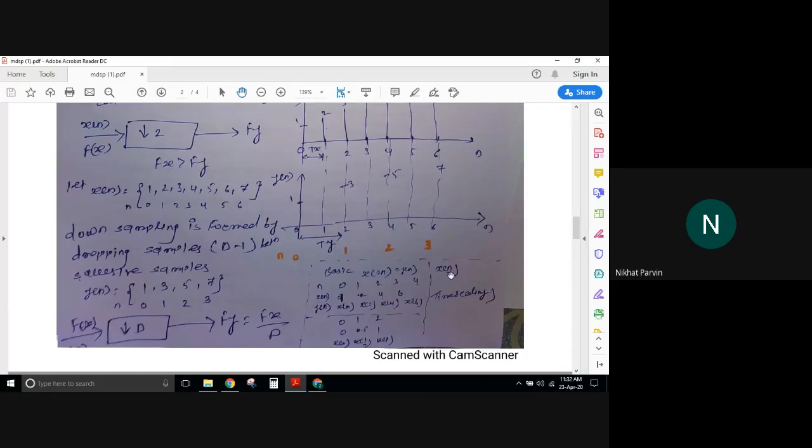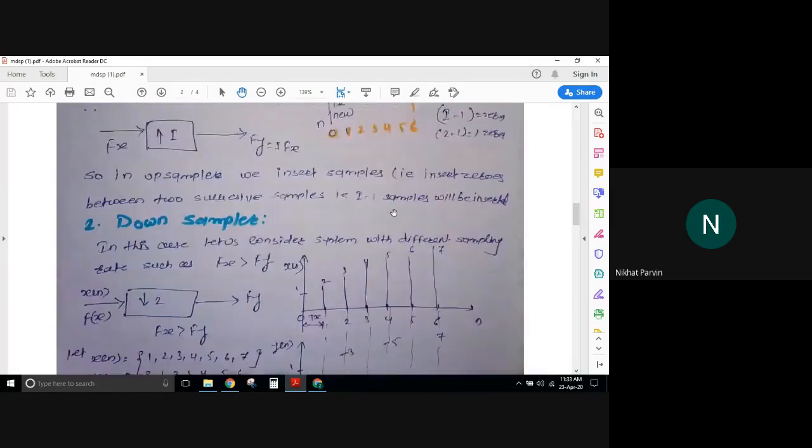The same way you go on putting n equals 2. 2 by 2 is 1, so at 1, x of 1. Now let us say n equals 3, then you will get 1.5. Earlier you had only 0, 1, 2, 3, 4, and so on. Now we are getting intermediate steps also, that is 0.5, 1.5, 2.5, and so on. The same way you can go for x of 2n also. That is what I have done in this case.